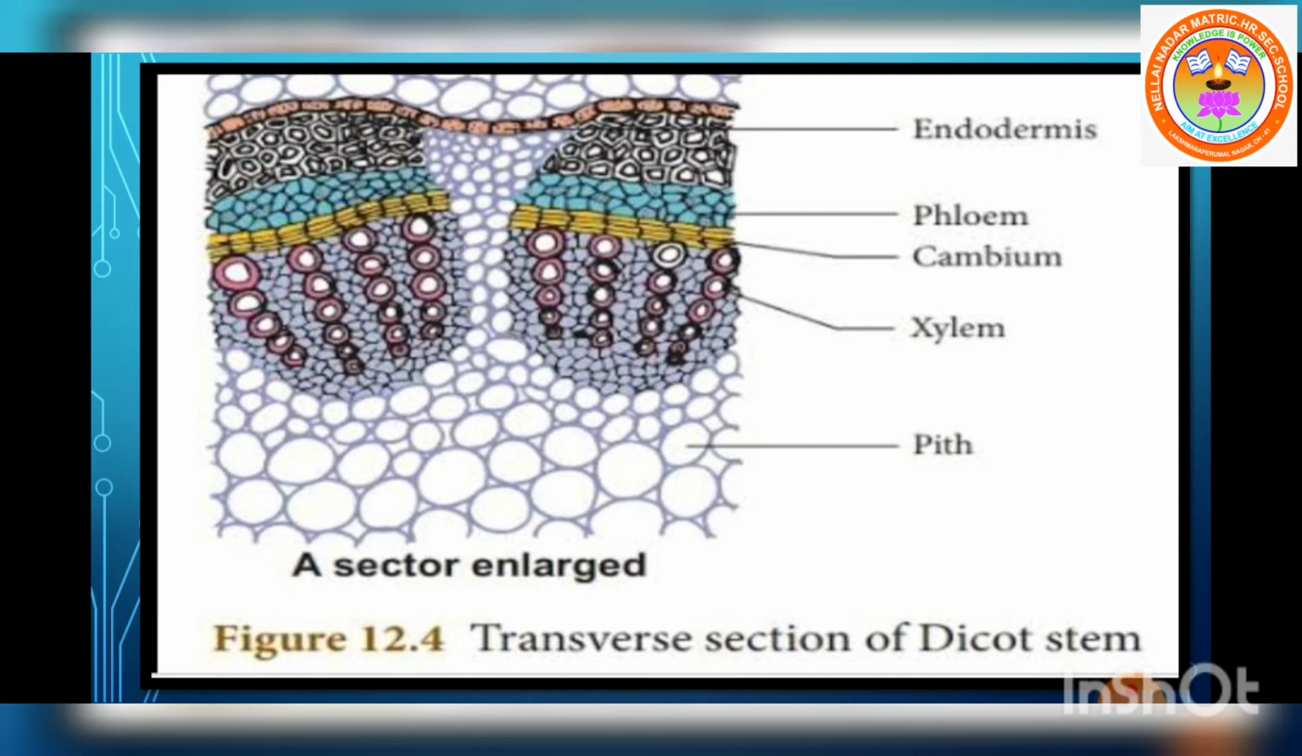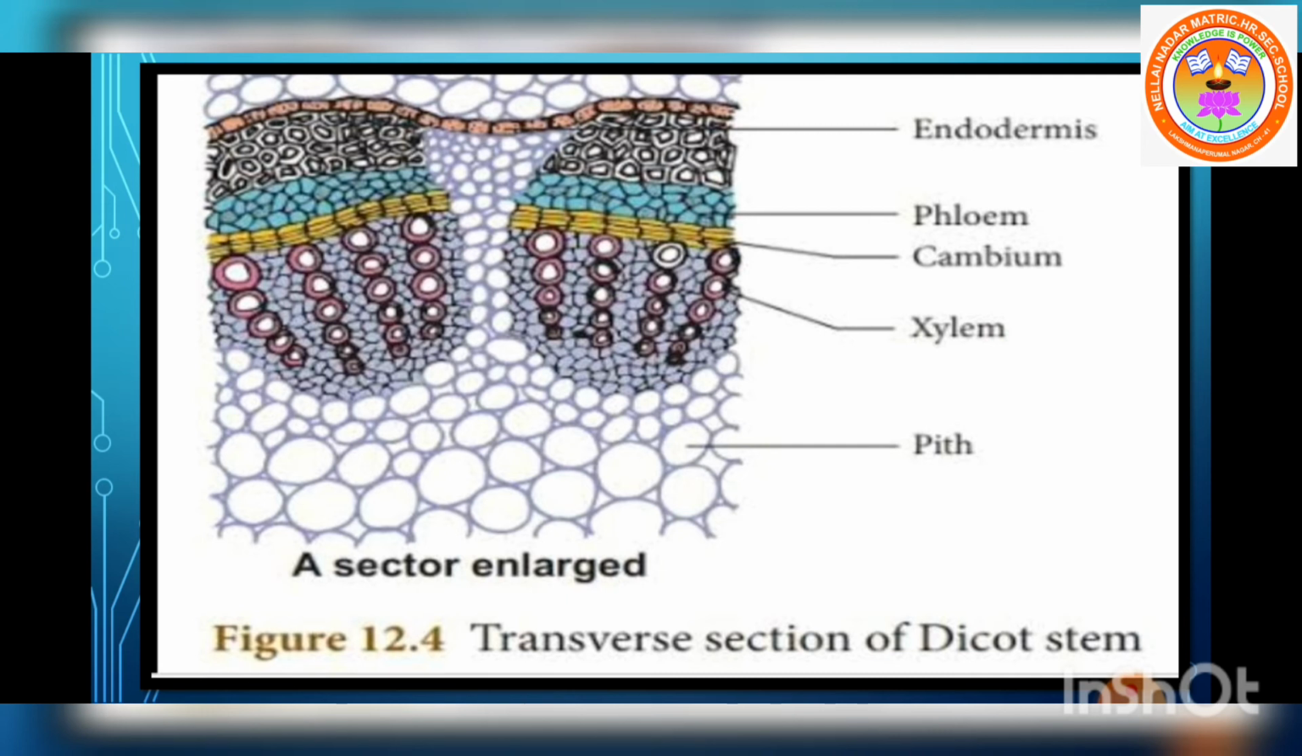Next, phloem. Primary phloem lies towards the periphery. It consists of protophloem and metaphloem. Phloem consists of sieve tubes, companion cells, phloem parenchyma. Phloem fibers are absent in the primary phloem. Phloem conducts organic food materials from the leaves to other parts of the plant body.